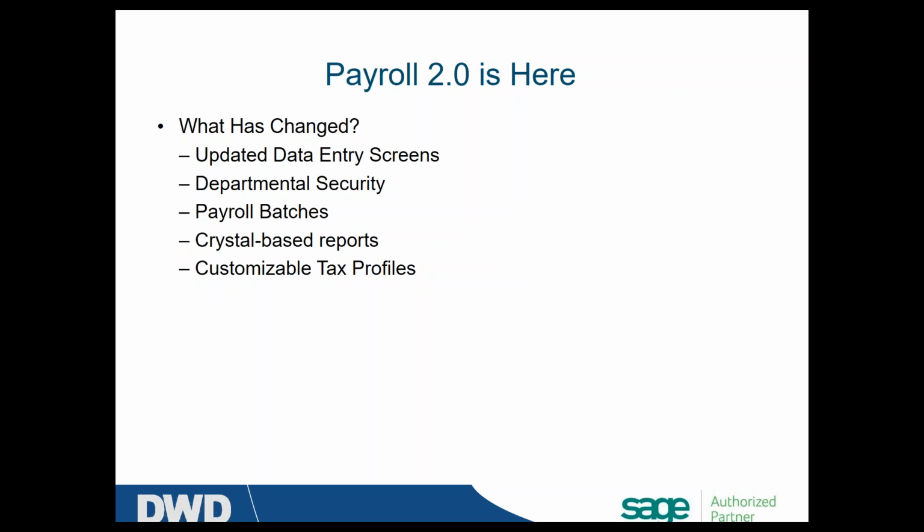The Crystal-based reports: all of your standard reports are now written in Crystal Reports, which makes it a lot easier for us to modify them with you. And then the other thing that is really, really new, and this is why we're not necessarily doing any more updates this year, is how the tax tables are integrated. What Payroll 2.0 does is it actually creates a concept called tax profiles.